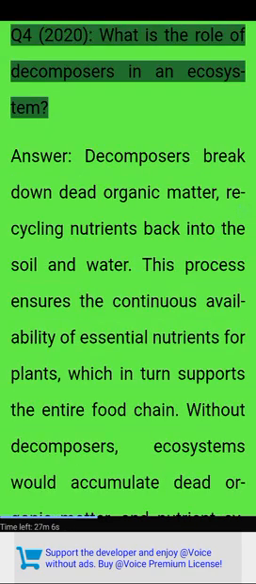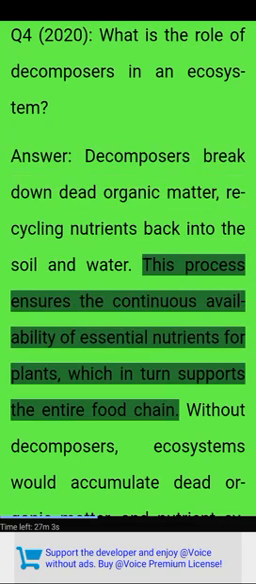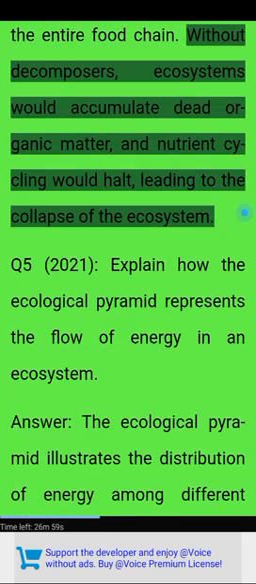Q4 2020. What is the role of decomposers in an ecosystem? Answer. Decomposers break down dead organic matter, recycling nutrients back into the soil and water. This process ensures the continuous availability of essential nutrients for plants, which in turn supports the entire food chain. Without decomposers, ecosystems would accumulate dead organic matter, and nutrient cycling would halt, leading to the collapse of the ecosystem.